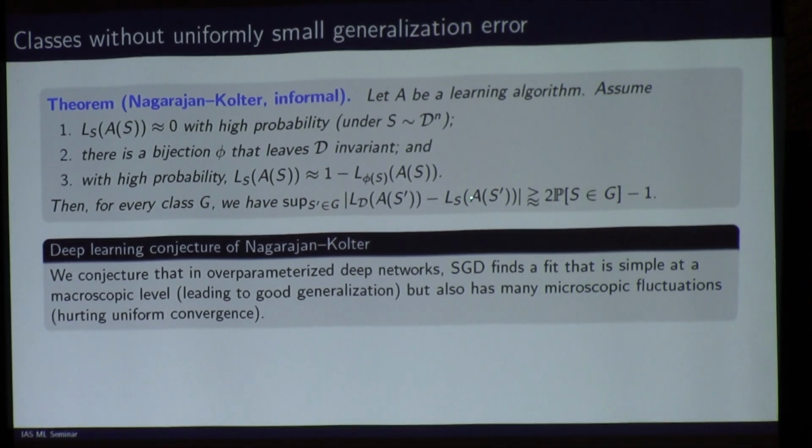Where is phi in all this? And the probability is over this draw S. So where is the phi? I don't need a phi. The fact that this defect happens with high probability means that no matter what class G I choose, the existence of phi means that I cannot find a class for which there is a tight uniform bound.